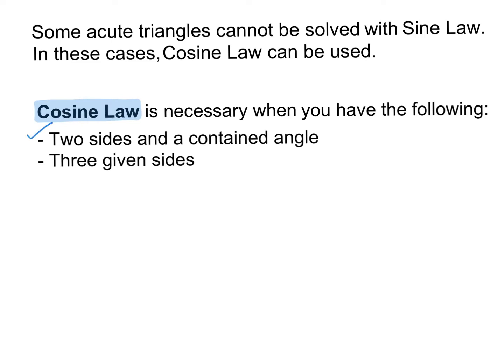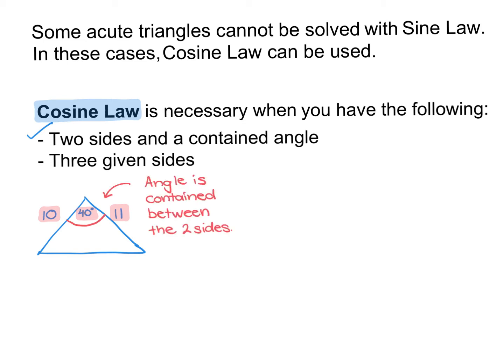Well, you use the cosine law if you're given a triangle with two sides and a contained angle. So for example, in this triangle, we are given this side right here and that side. So two sides and an angle in between them. Now, because this angle is in between the two sides, it's called a contained angle.